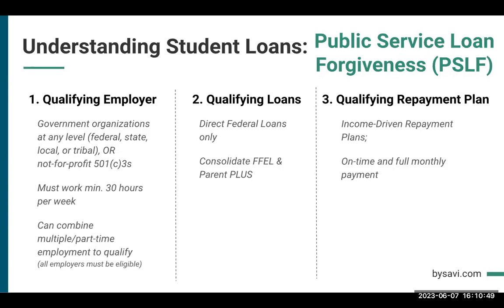And last, you do need to pay your loans on a qualifying repayment plan. So for PSLF, you are required to pay your monthly payment on an income-driven repayment plan. These plans calculate your monthly payment ranging somewhere from 10 to 20% of your discretionary income, so they are designed to be affordable. Typically, lower incomes mean lower monthly payments. So by enrolling in an income-driven repayment plan, you can have an affordable payment and get your payment to count towards PSLF. Be sure to make that payment on time and for the full monthly amount to ensure that it counts. So those are the three main requirements.